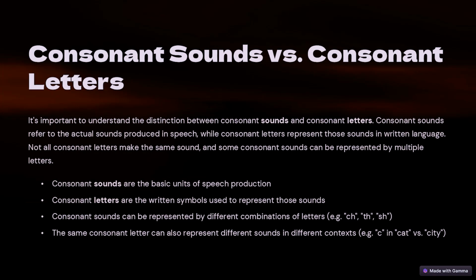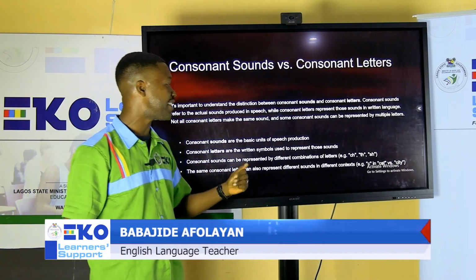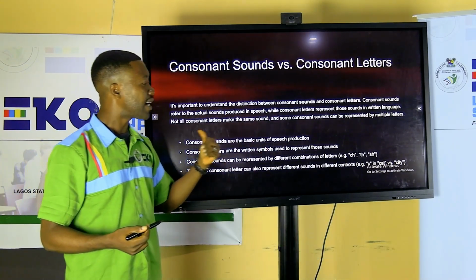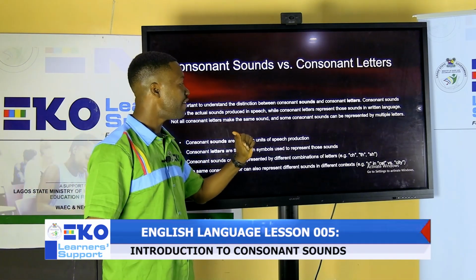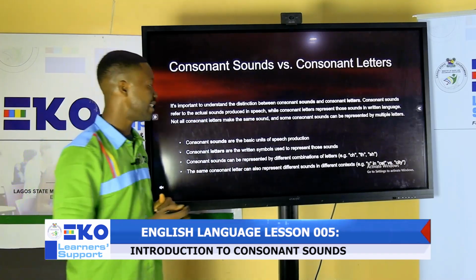We need to also understand that consonant sounds can be represented by different combinations of letters. Sometimes you have the letters CH being produced as the sound K, while in some words it will be produced as the sound Ch. We will see that later on in the lesson. The same consonant letter can also represent different sounds in different contexts, as we have the sound K in cat, and we have the letter C pronounced as S in city.